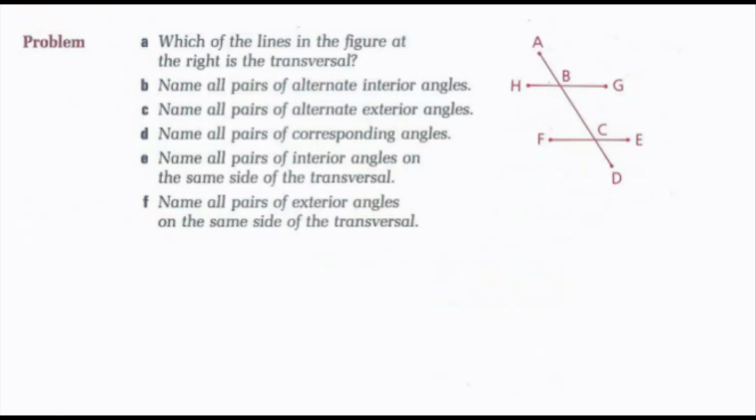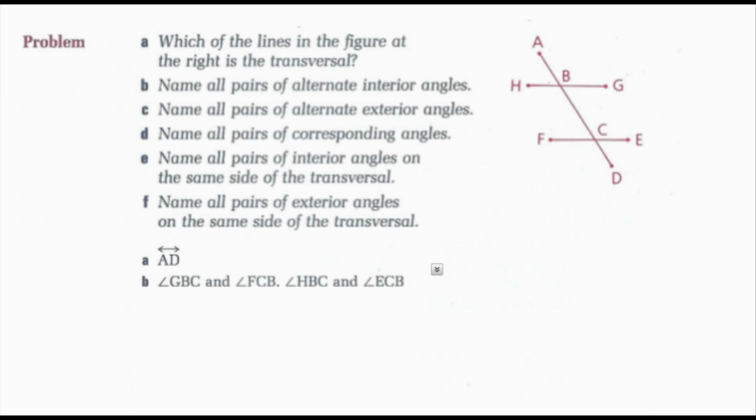Now looking at our sample problem, we have part A, which of the lines in the figure at the right is the transversal? So I have two lines HG and FE that are cut by the transversal AD, because AD cuts HG and FE at points B and C. So line AD is my transversal. Name all pairs of alternate interior angles. Again, alternate interior angles are angles that are on the inside of my two lines, and they're on opposite sides of the transversal, and they have different vertices. So, angle GBC and FCB, and angles HBC and ECB are my two alternate interior angle pairs.